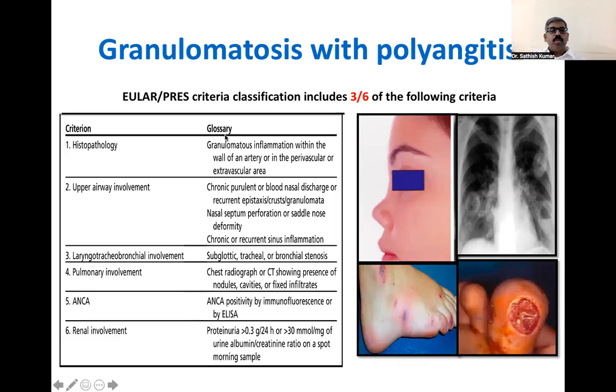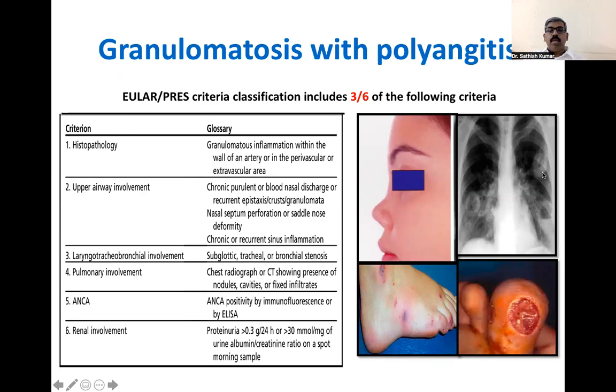Like histopathology, you should be able to show the granulomatous inflammation. They should have upper airway involvement in the form of nasal discharge, recurrent epistaxis. They can have nasal septal perforation leading to saddle nose deformity, as shown in the picture. They can have chronic sinus inflammation. They can have subglottic, tracheal, or bronchial stenosis.